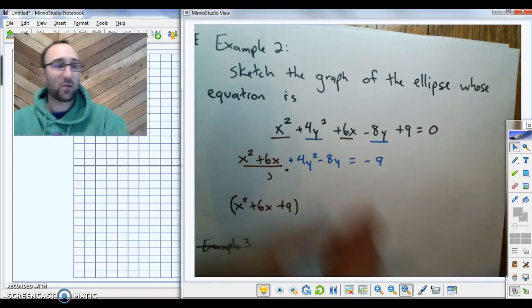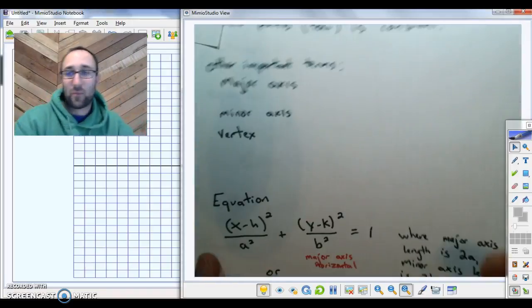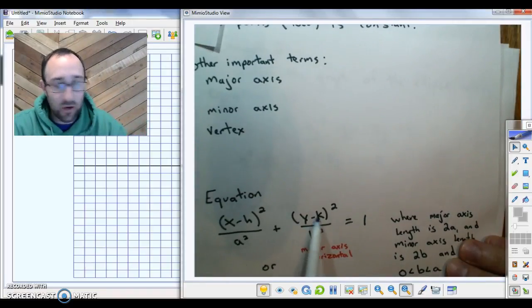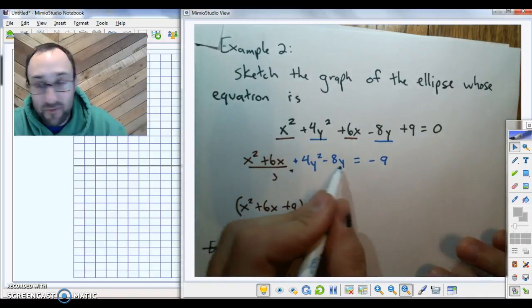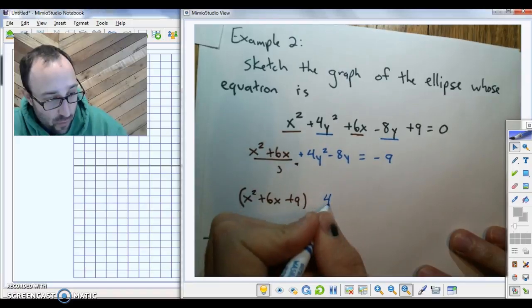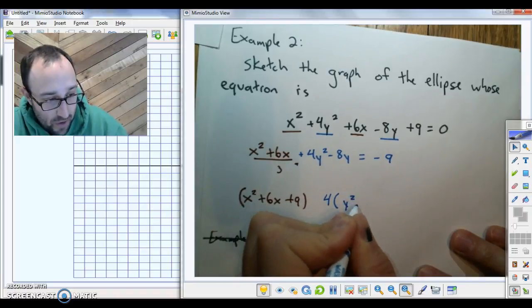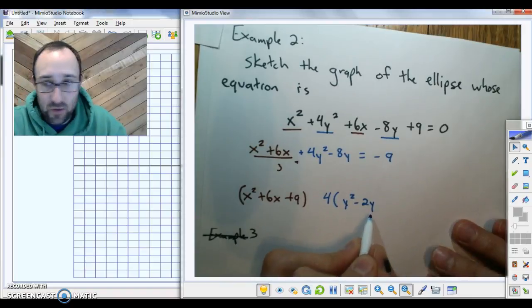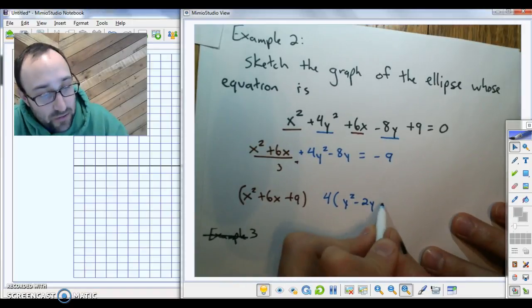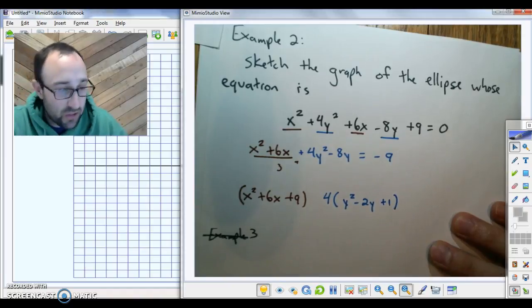So the next one that we have is a 4y squared, and I know that my equations are when it's equal to just y squared. So I can't have a number out in front. I just need a 1 in front. So what I'm going to do is factor out a 4. So I've got 4, parentheses, y squared minus 2y. Okay, so I take 2y and divide it by 2 and I get negative 1. Negative 1 squared is positive 1. And I put it inside the parentheses.